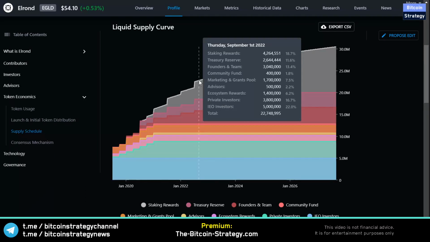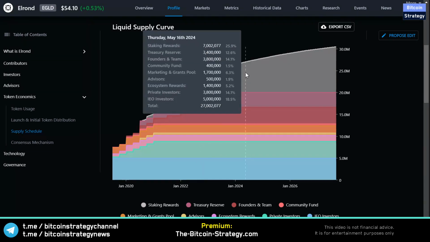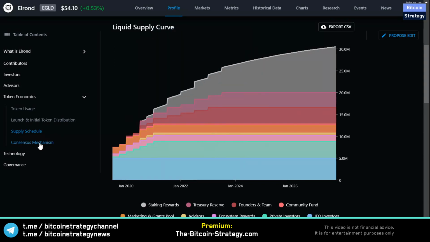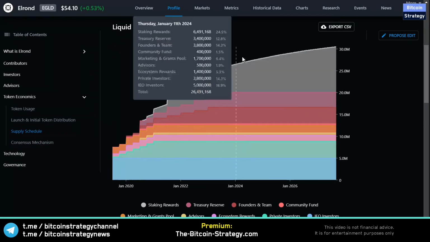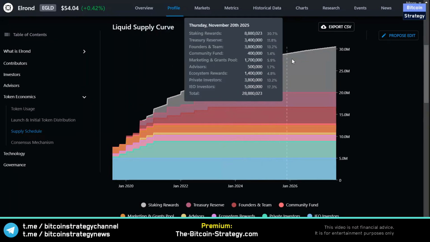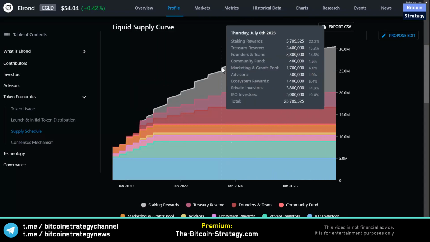Currently, we are at 22.7 million roughly of tokens, and maybe in a year, let's look at that. In a year, this will be 27.5 million. So what's interesting is that this step function will basically stop by July of next year. So that's probably, if you're long-term bullish on Elrond, the point in time where you want to double down, because that's then when you're not necessarily having the problem with additional supply shocks anymore.